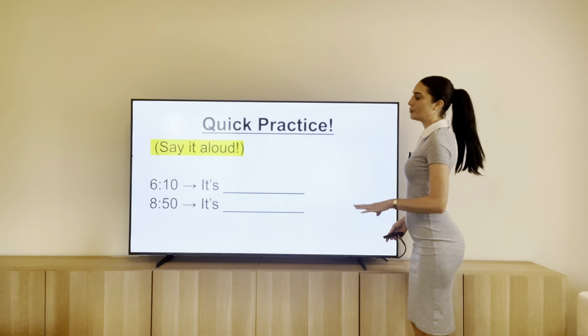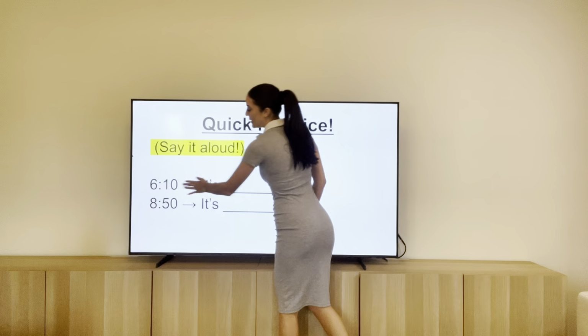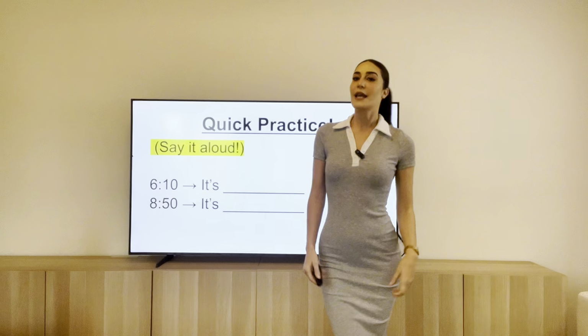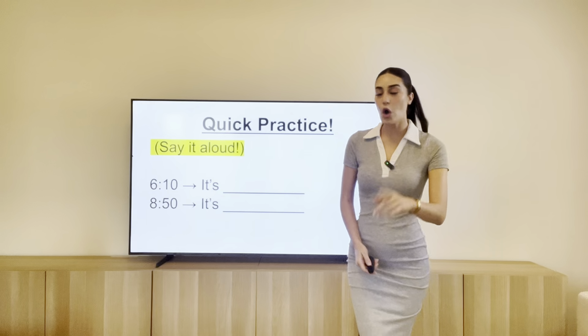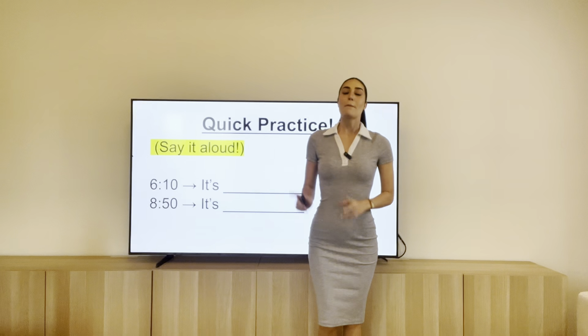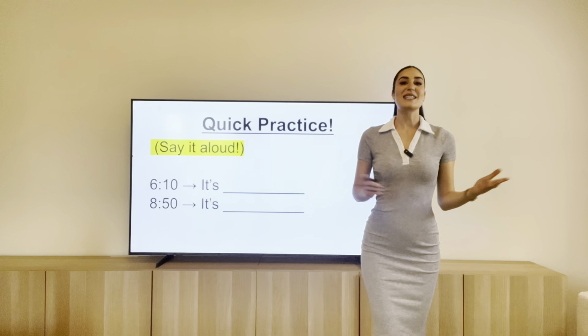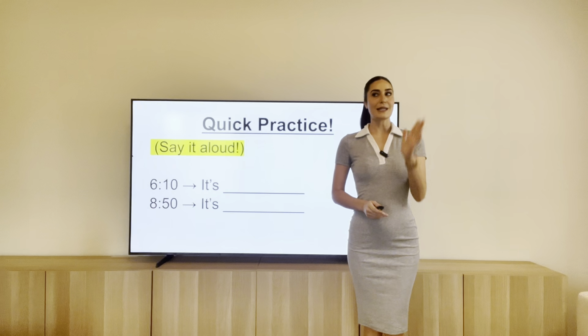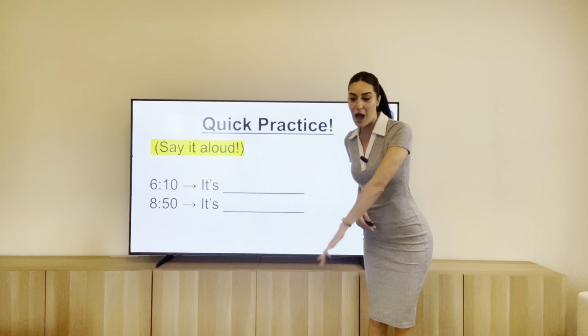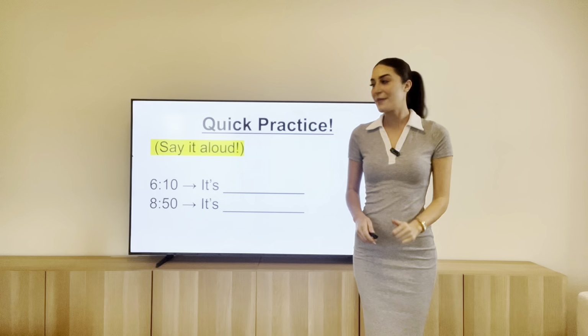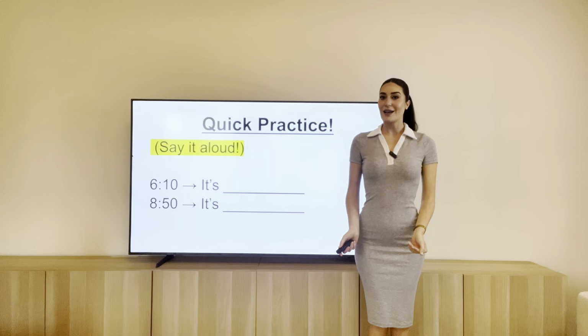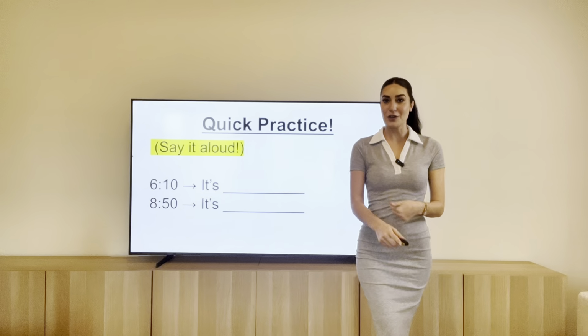Let's practice some more. 6:10. So you can say it's 6:10 or you can say it's 10 past 6. In other words, it's 10 minutes that have gone past 6 o'clock. Okay? Again, pause the video here, do the next question, and check if you got it correct.